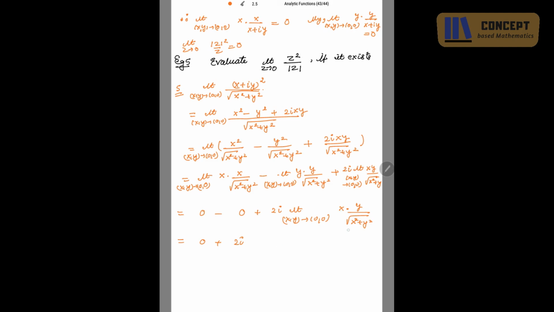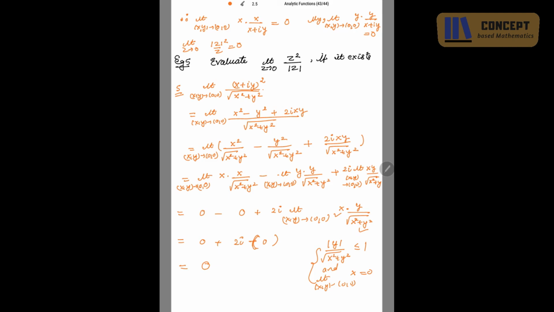Again, modulus of y over root of x square plus y square is less than or equal to 1, and the limit of x as (x, y) tends to (0, 0) comes out to be 0. Both these two things happen: one is bounded and the other has limit tending to 0. So the limit for the product of these two functions is also 0. So the whole answer comes out to be 0.